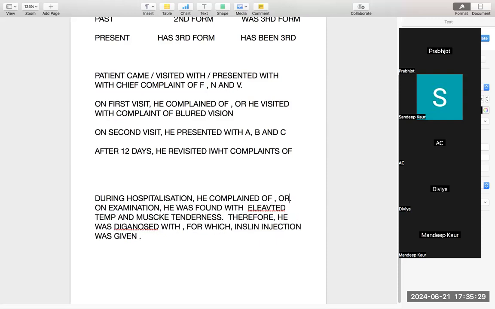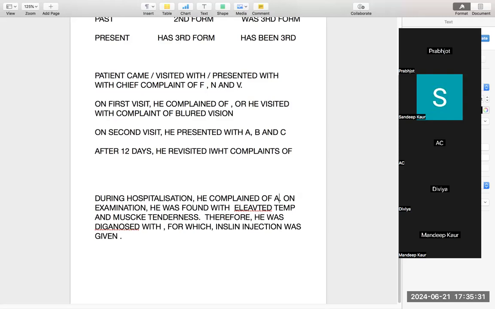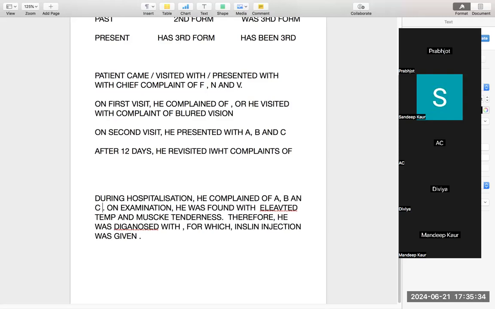So you will remove this. He complained of A, B, and C. And then you will say on examination, he was found with this. Therefore, he was diagnosed with this, for which insulin injection was given. Simple, nothing. This is the most important tense. That is why this is easy and you just need to follow this. Please write it 10 times or 5 times, whatever suits you, but please practice it. You will never have a problem in writing.